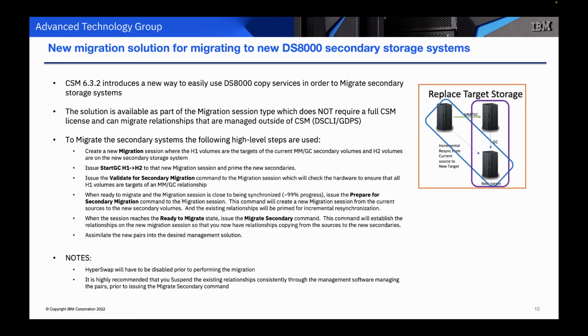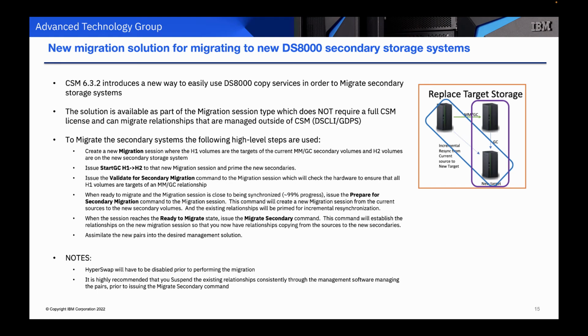All right, so how does it work? The green arrow in that picture depicts the existing relationships. What you would do is create a new migration session type that has the H1 volumes being the targets of your existing, the green line relationships, and the H2 volumes being the new volumes on the new target box.